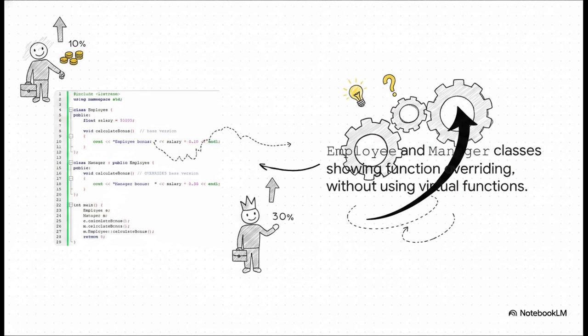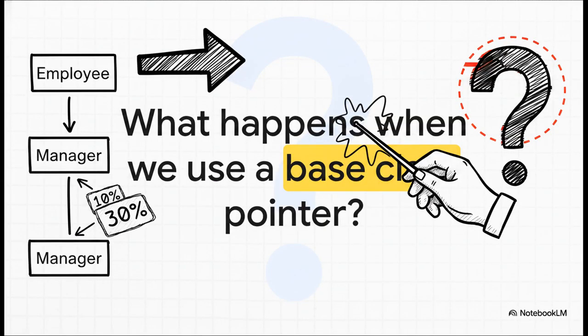And here's what that story looks like in actual code. We have our base Employee class with a calculateBonus function that gives 10%. Then we have a Manager class that inherits from Employee, and it overrides that function to give a much nicer 30% bonus. Makes sense, right? Now, if you call calculateBonus on a plain Employee object, you get 10%. Call it on a Manager object, you get 30%. Everything looks like it's working exactly as you'd expect.